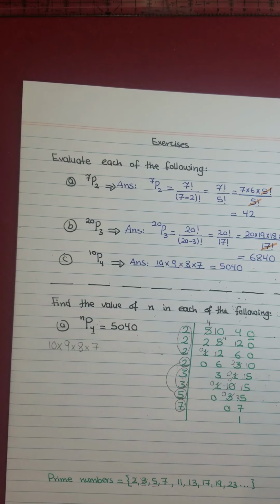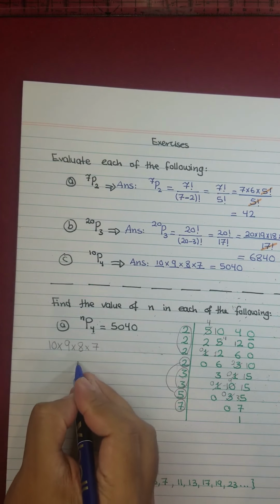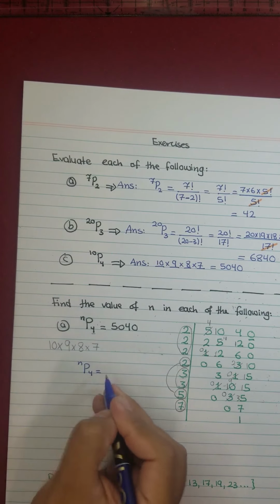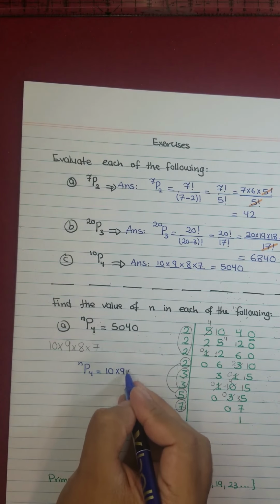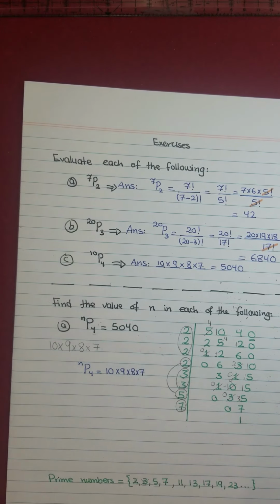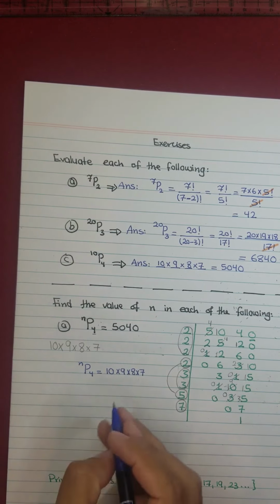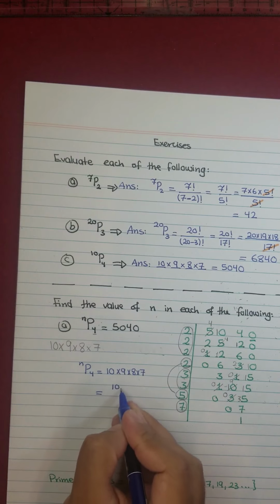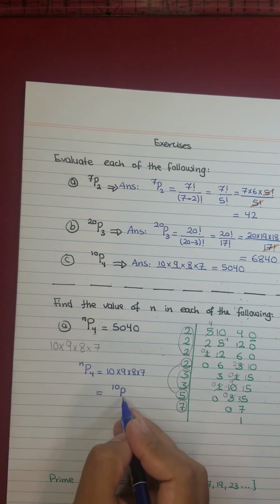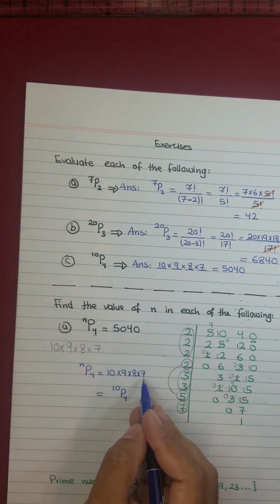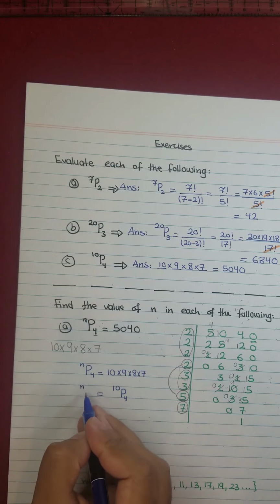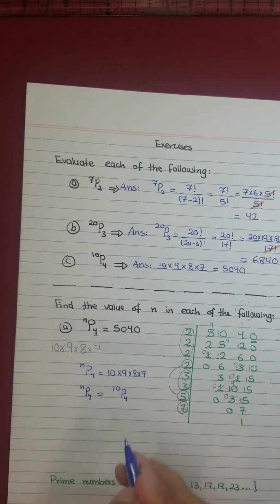So what we can do now is we say the following. n permutation 4 equals 5040, which can be written like this: 10 times 9 times 8 times 7. These are consecutive numbers. They follow each other. They reduce by 1 every time. So we can say that this is 10 permutation, and there are 4 actions. You write the largest number on the top and the number of the actions in the bottom. So this is n permutation 4 equaling 10 permutation 4.